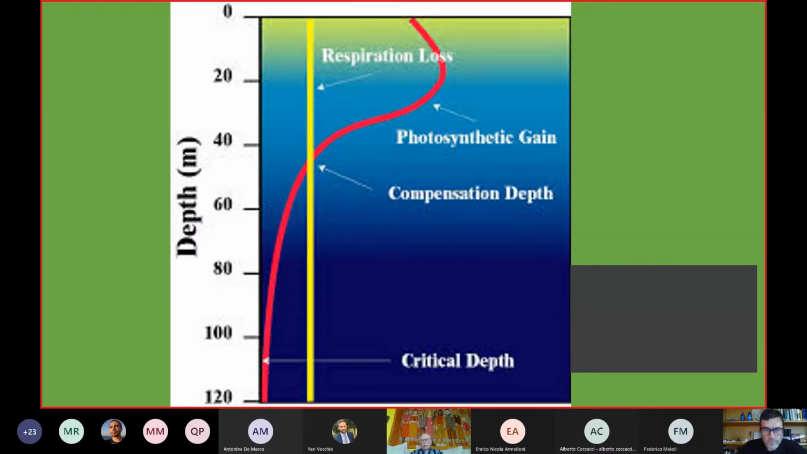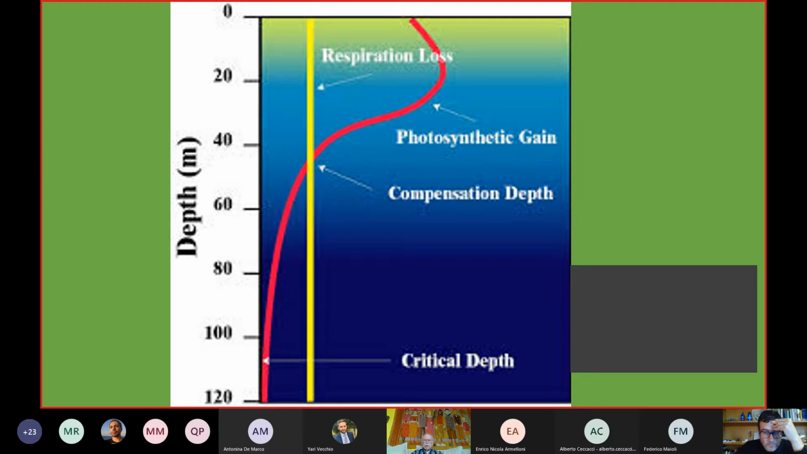So if you look at the profile, in this case, a marine profile, you can see that the red line represents the changes in photosynthesis with depth. Why doesn't it go further to the right at the top? Because light at the surface is too strong, and actually it inhibits photosynthesis.